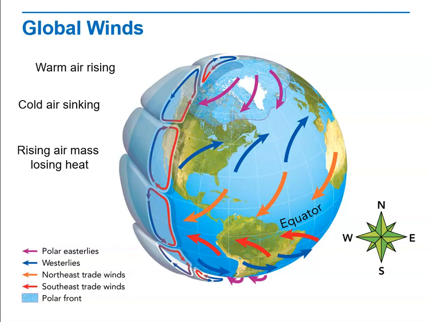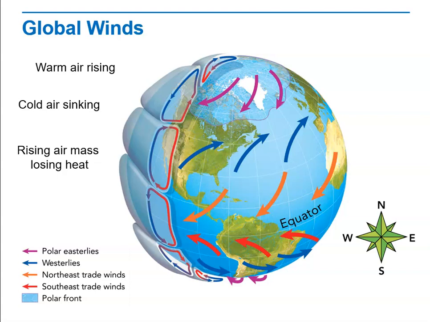Unequal distribution of heat between the equator and the poles creates winds. This distribution is made possible in large part because of the differences in density between warm air and cold air. You may have heard this phrase that warm air rises, cold air sinks.